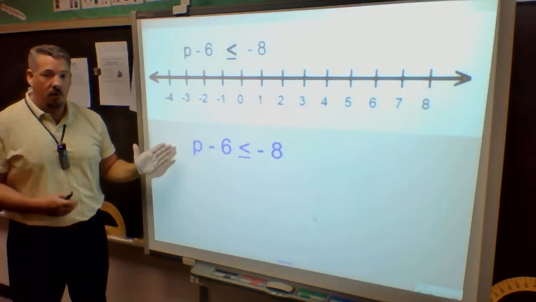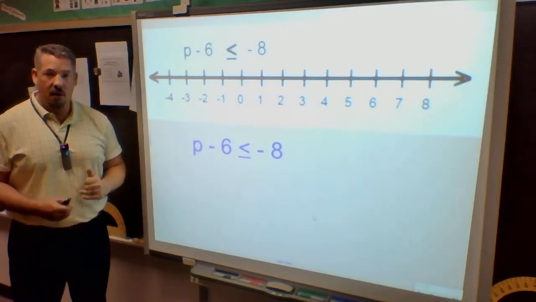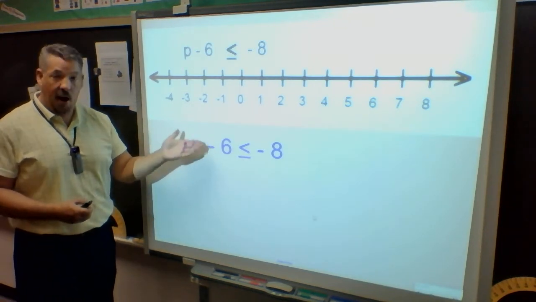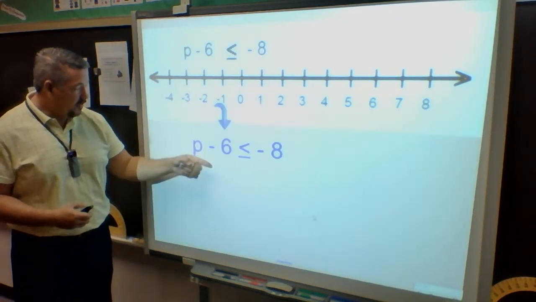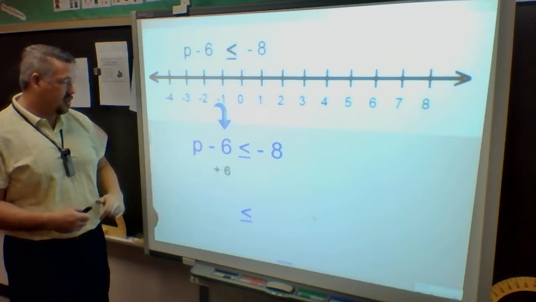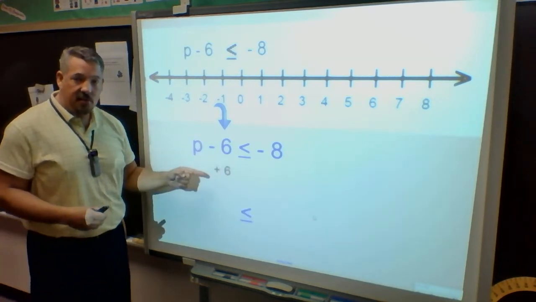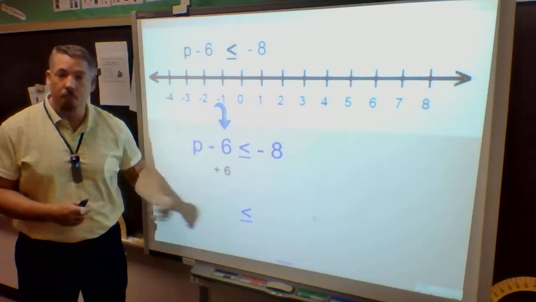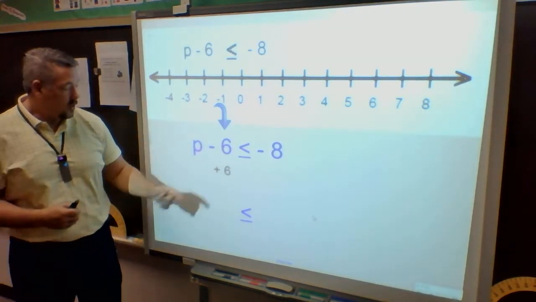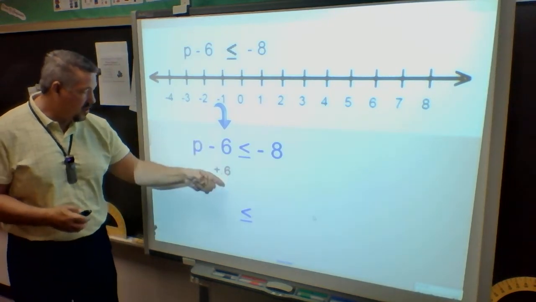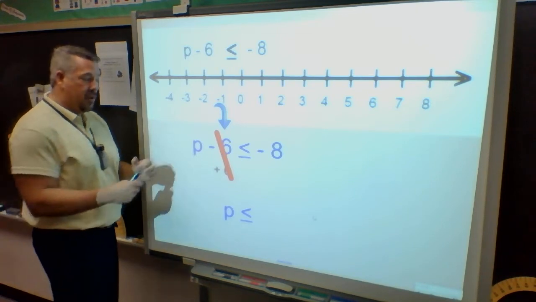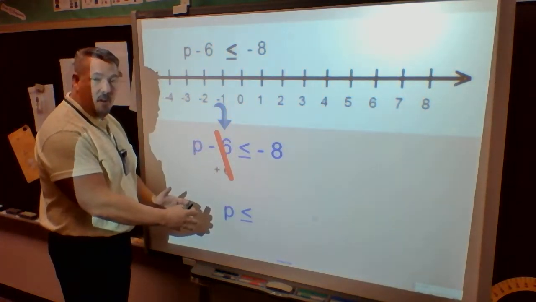I find my variable. I look at the work being done to my variable. I'm subtracting 6. So subtracting 6, the opposite of that, my opposite function is going to be to add 6. By adding 6, then I know I'm trying to get my variable by itself, so I go ahead and copy down my symbol. Once I copy down my symbol, I know this cancels it out, which gives me P by itself. So I did my opposite function, got my variable by itself.